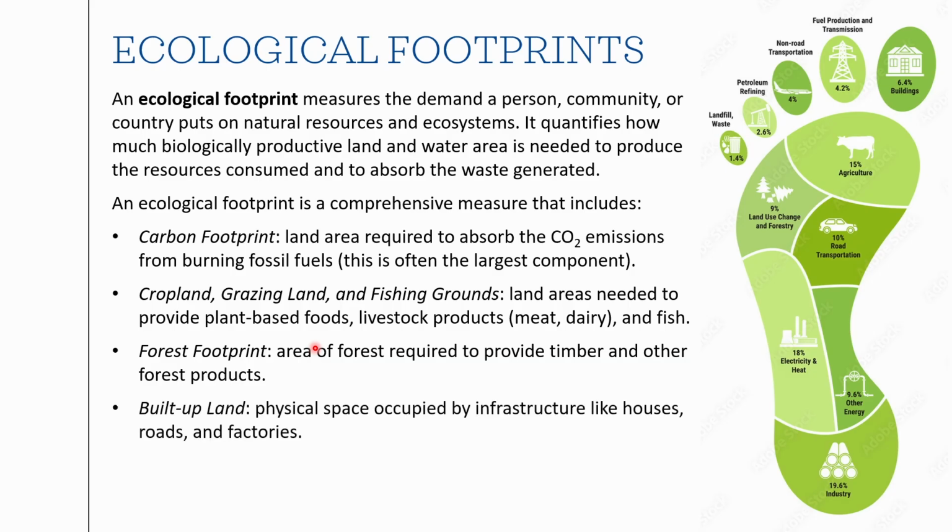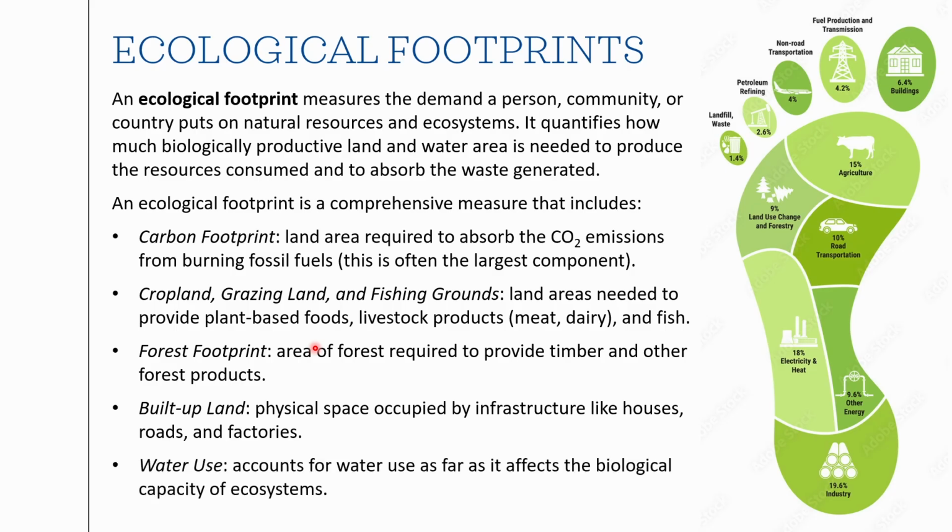Built up land is the physical space that you require. How big is your house? How many roads do you require? How many factories are needed to provide all the goods that you purchase and use during the year? And finally, your water use is basically how much water you use for your home use, for electricity generation, for the products you buy, and of course how that affects ecosystems.